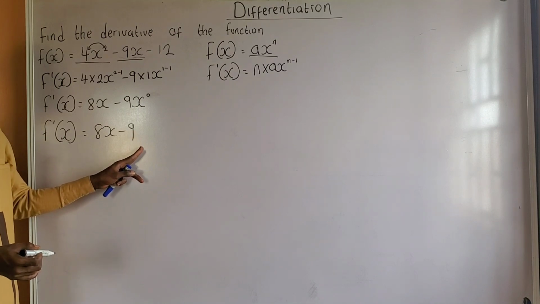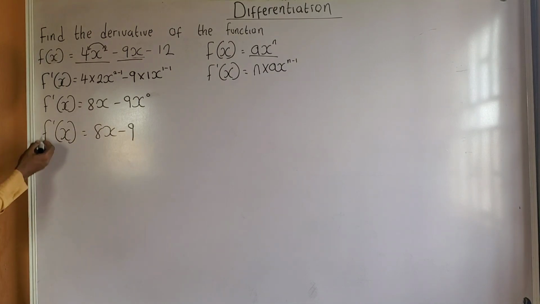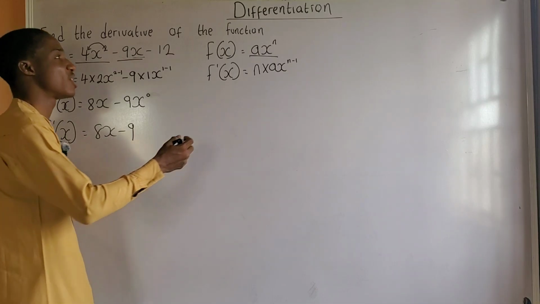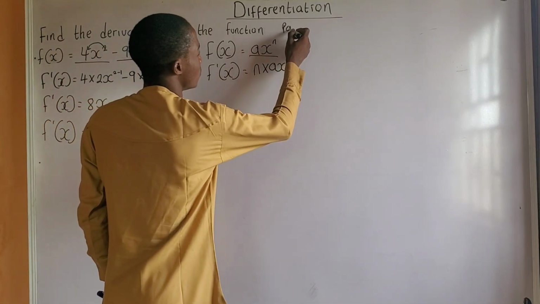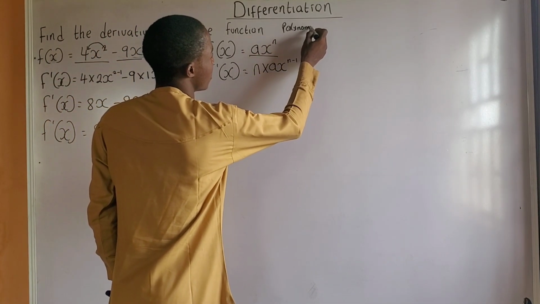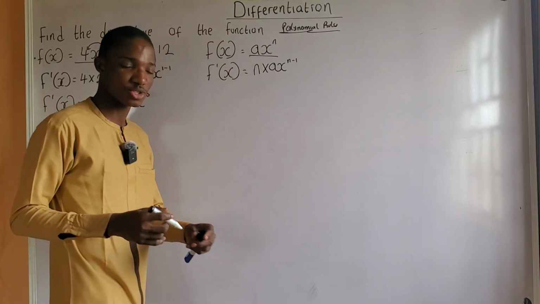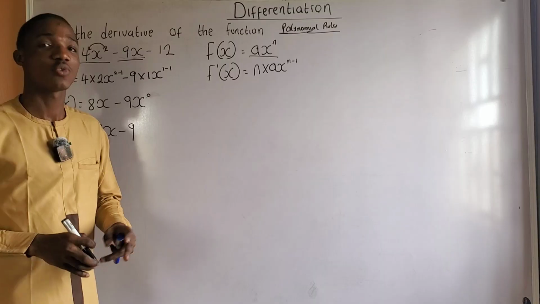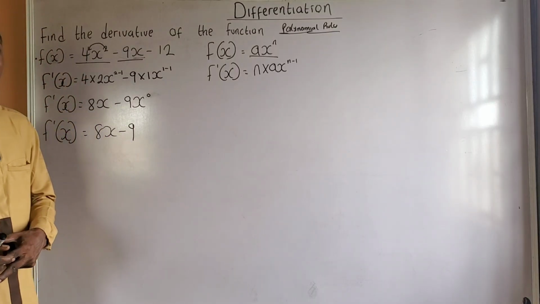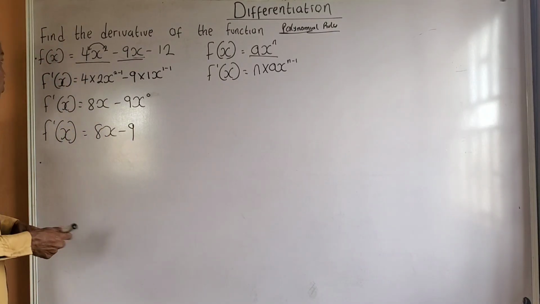Do you understand? Okay, let's look at one more question. This rule that we employ here is called the polynomial rule. Okay, polynomial rule. You see, in differential calculus, the structure of the question will tell you the rule to use. Are you getting what I'm trying to say? Okay, so let's try this question.